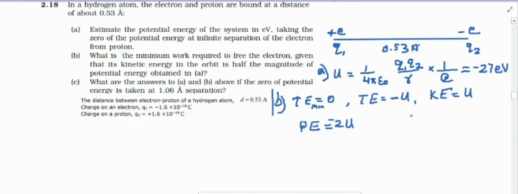Now in magnitude, total energy and kinetic energy are equal, and that you need to make zero. So then, using the potential energy from part A, we can say the kinetic energy will be 13.5 electron volt.